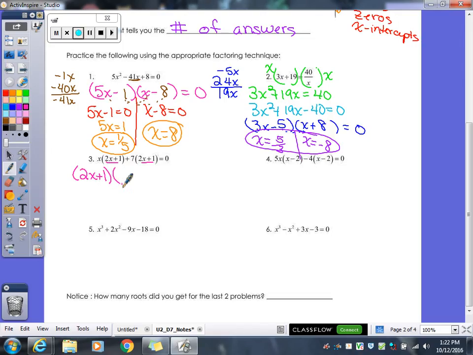and what goes in our second set of parentheses? X plus 7 equals 0. So there we go. We're all factored out. We just have to set them both equal to 0. So my 2x plus 1, when I set that equal to 0, I get a negative 1/2. So I would subtract my 1, divide by 2. What would our other answer be? Negative 7.